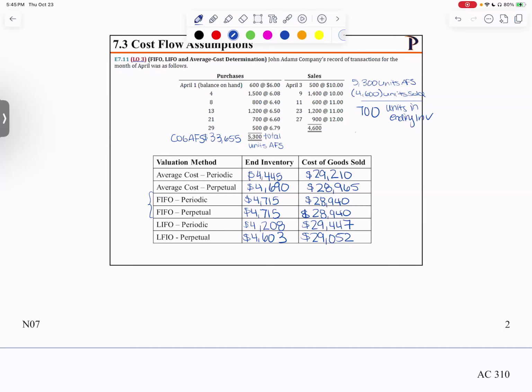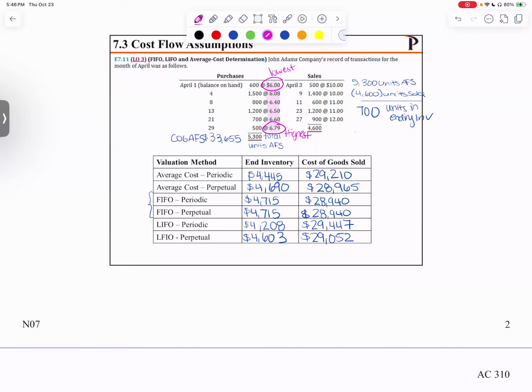So let's look at a comparison of our three different methods. So if we take a look at our data here, we can see that we are in a period of rising prices. So our earliest purchased goods were our cheapest. So here we can see this was only at $6. So our lowest price was our beginning inventory. And then our highest price was at the end of the period. So our most recently purchased goods are the most expensive. Our earlier purchased goods are the least expensive.